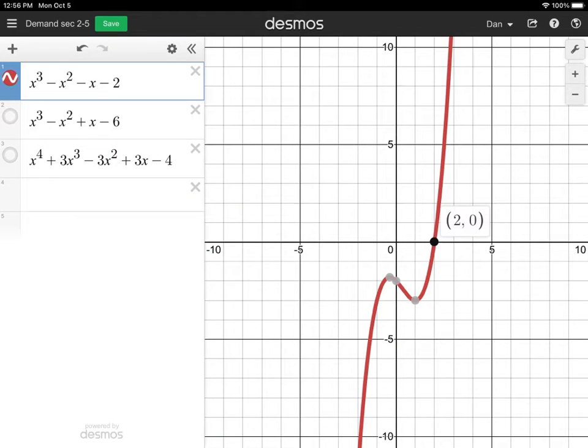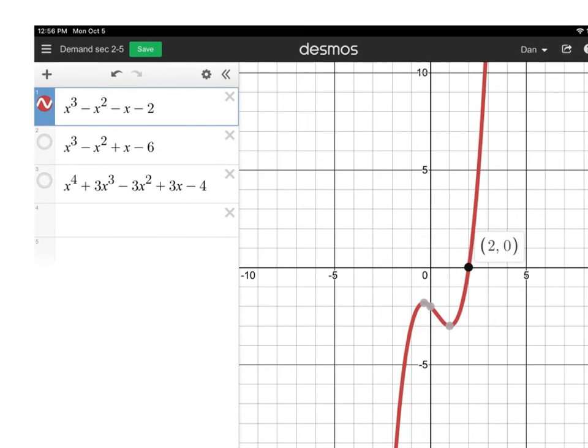So for that very first question, let me undo what I just did. The very first question on that exercise set was this function here. So I threw it into Desmos to graph it. I'm seeing one real zero. It only crosses the x-axis once.